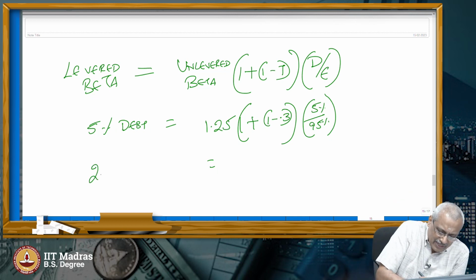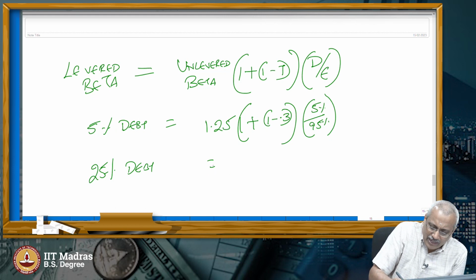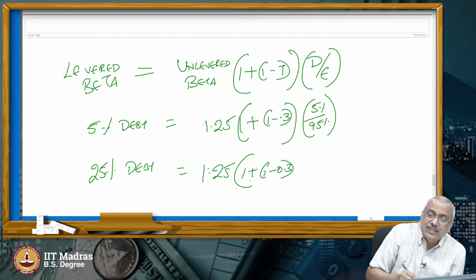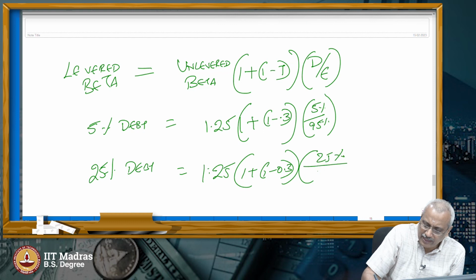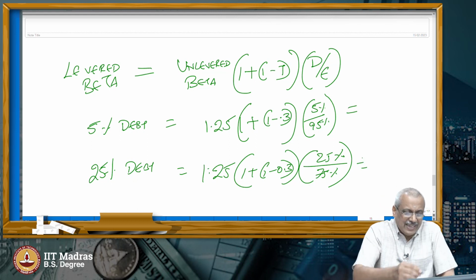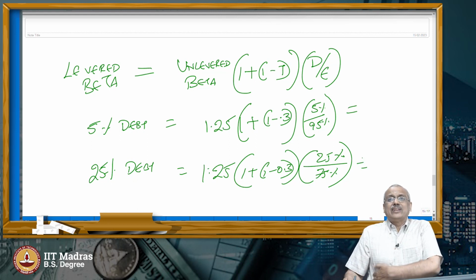I can do the same thing when I have a 25% debt. What am I doing out there? I can say that is equal to 1.25 into 1 plus of 1 minus 0.3, because that is the tax rate, into 25% by 75%. That is all I have done. That gives me the levered beta for the equity.